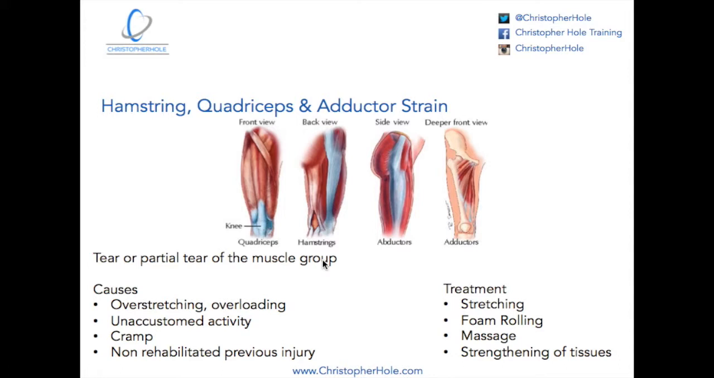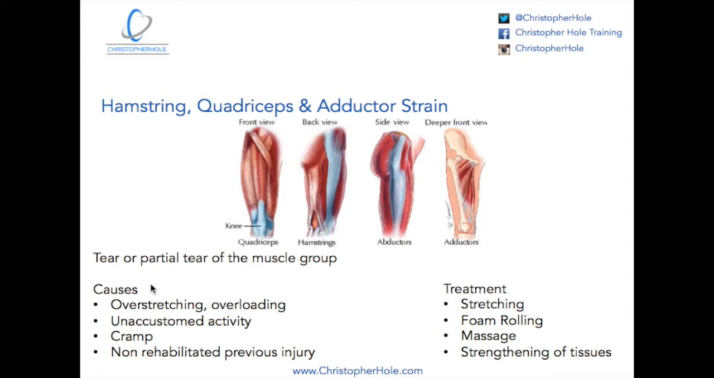So obviously the anatomy is quite simple. You've got the quadriceps on the front of the leg, you've got the hamstrings on the back of the leg, you've got the abductors on the outside of the leg, and then you've got the adductors on the inside of the leg. So we're looking at hamstrings on the back, quadriceps on the front, and adductors up the middle.